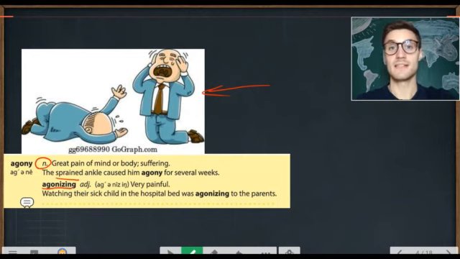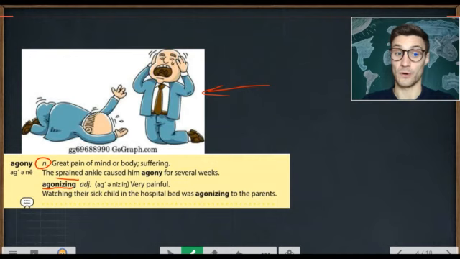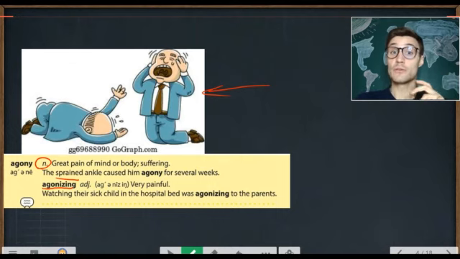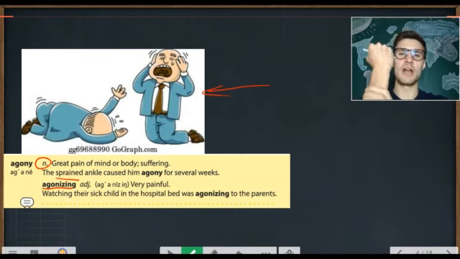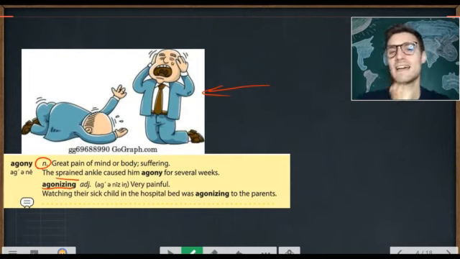Agonizing. This is a different form of the word. This word, agonizing, has an adjective meaning. It means very painful, or we use this word to describe things which are very painful. A broken arm is agonizing. Watching their sick child in the hospital bed was agonizing to the parents.